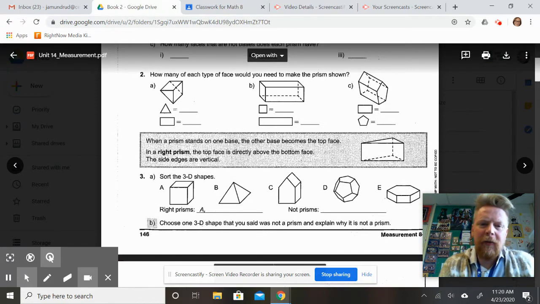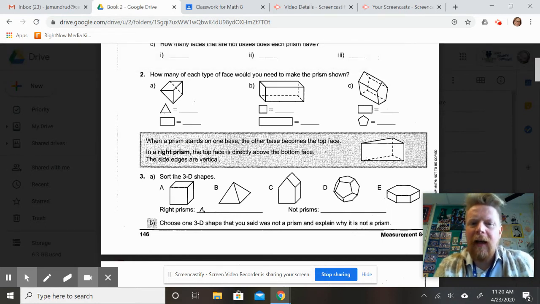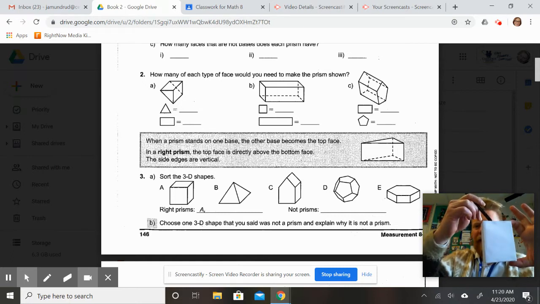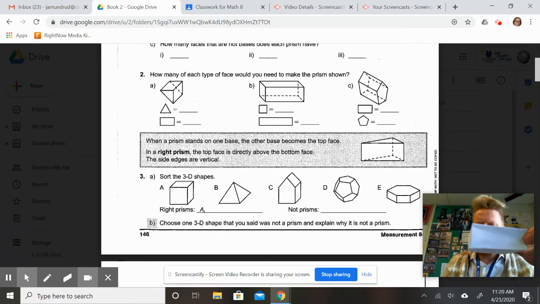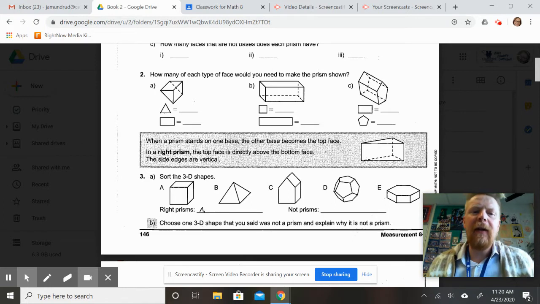Let's take a look at the third question. Before we do that, let's check out this little box right here. When a prism stands on one base, the other base becomes the top face. If I take my prism and hold it this way, this is the bottom face and this is the top face. If I rotate it, then this is the bottom face and this is the top face. It doesn't matter which way I orient it. Whatever's on the bottom is the bottom face, and whatever's on the top is the top face. Whenever we have that, the side edges must be vertical.